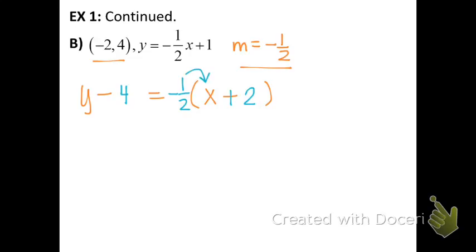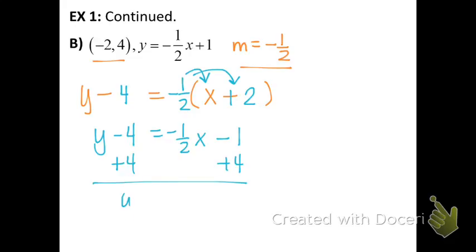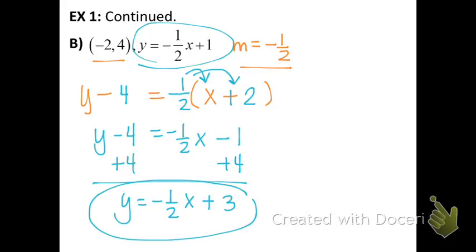2 steps. We distribute. Put -1/2x, and then -1/2 times a +2 gives us a -1. Then from there we add 4 to both sides to get the y by itself, and we get -1/2x plus 3. And again, you want to notice what we started with and what we ended with are very similar. The only thing that should be different is that intercept right there.